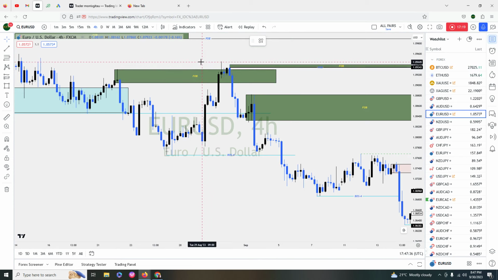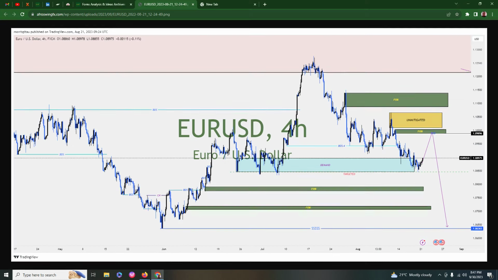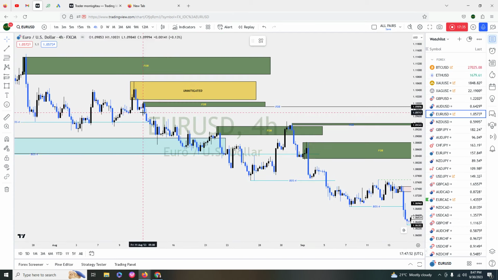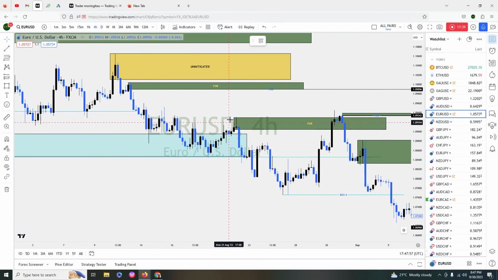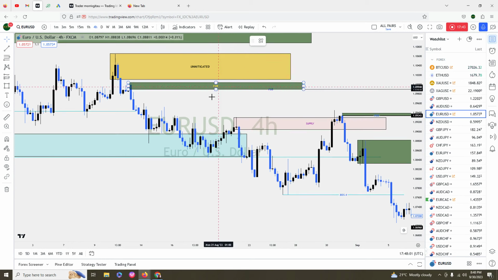Or is it here? Anyway, it's somewhere here. Let me just come back. Let's look for it. So it's 1.098 below the unmitigated. It's up here. Sorry, it's up here. So, ladies and gentlemen, one of the reasons why the market never came back to this level, this was the conservative entry level, this was the aggressive entry level, but this was the high probability level.